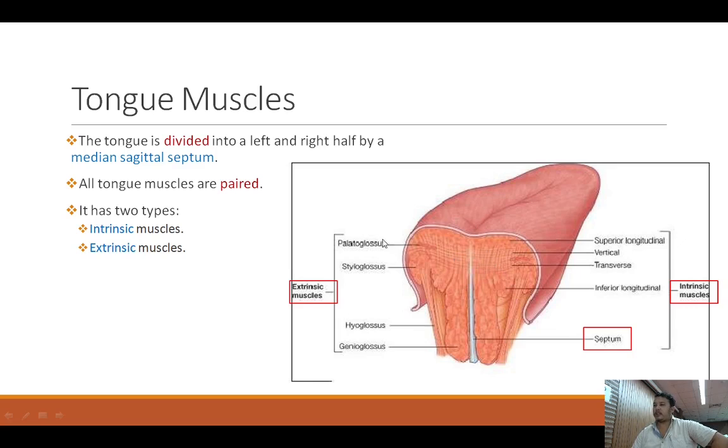Now there are some extrinsic muscles. Extrinsic muscles are those muscles which are attached to the tongue from some other structures. Palatoglossus comes from the palate. Glossus means tongue, so palatoglossus comes from the palate to the tongue. Styloglossus comes from the styloid process to the tongue. Hyoglossus comes from the hyoid bone to the tongue, and genioglossus comes from the genial tubercles in the mandible to the tongue.